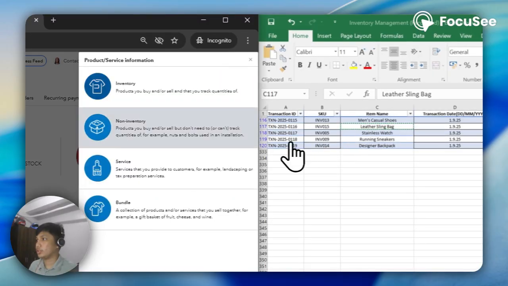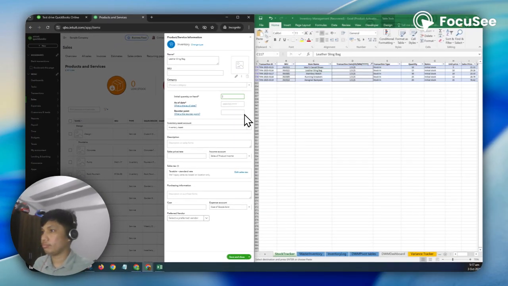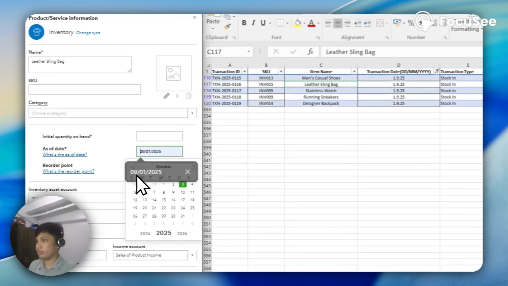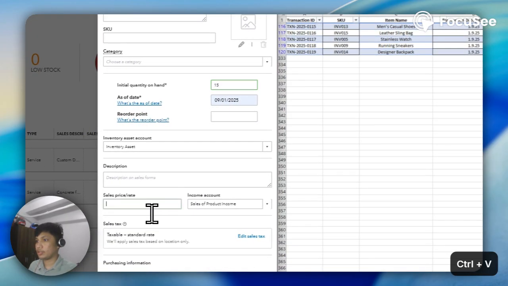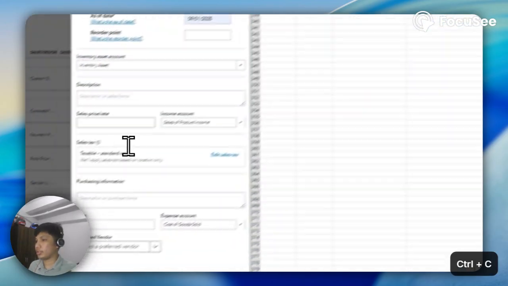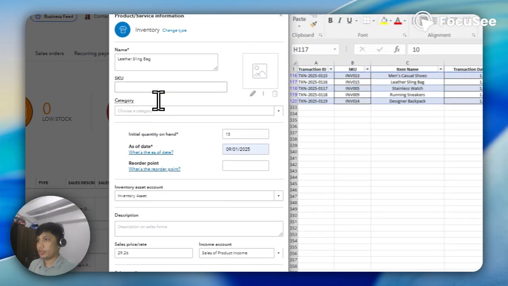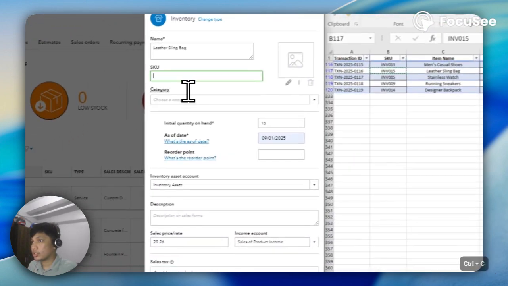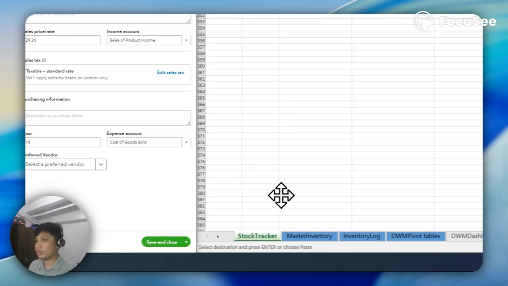Leather sling bag. We have quantity 15. The sales price is 29.26 and the cost is 10. The SKU is INB015. Everything is good. I'll save and close.